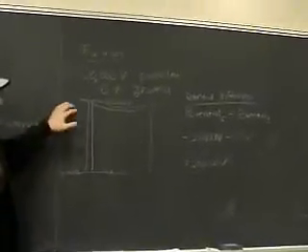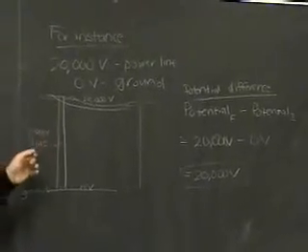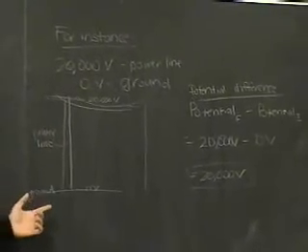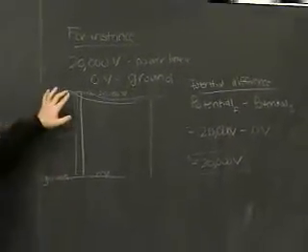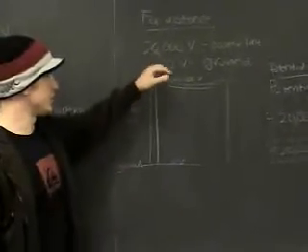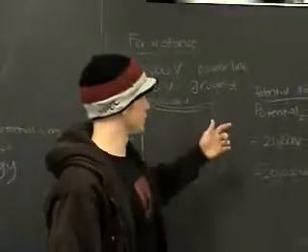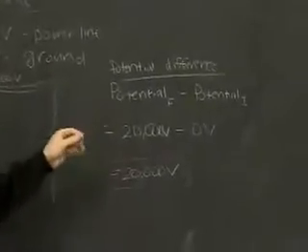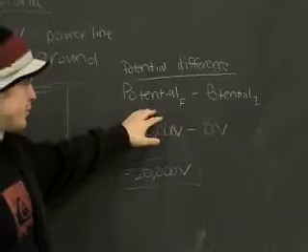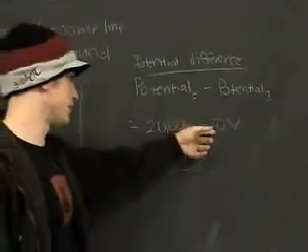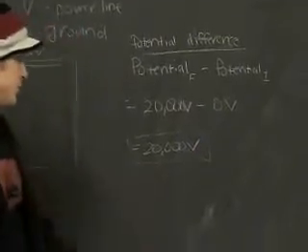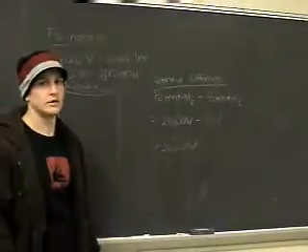So, for instance, we have a power line here. At the top of the power line, we have a voltage of 20,000 volts. Back at the ground, though, it's 0 volts. So we can say that the potential difference between this point and this point is 20,000 volts, as we do in the equation here, where we're calculating the potential difference. Basically it equals the final potential minus the initial potential. So in this case, it's 20,000 volts minus 0 volts of the ground. We end up getting 20,000 volts as our answer.